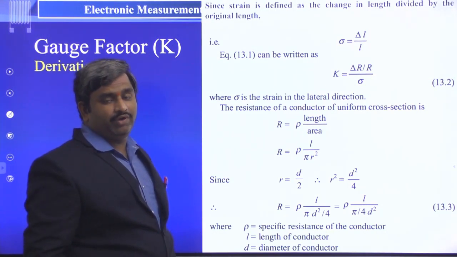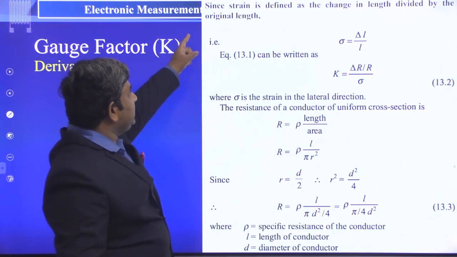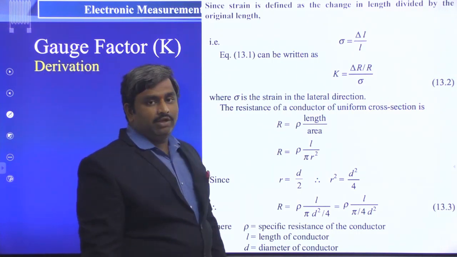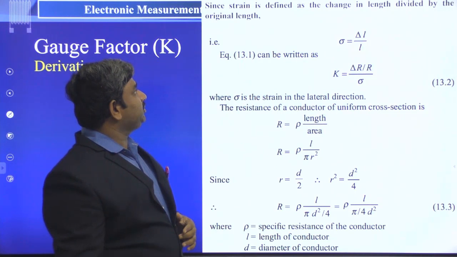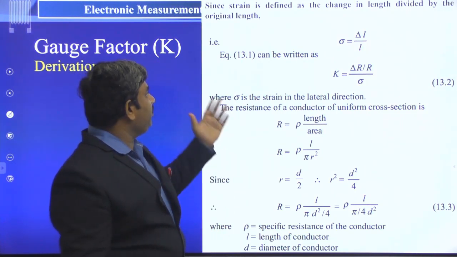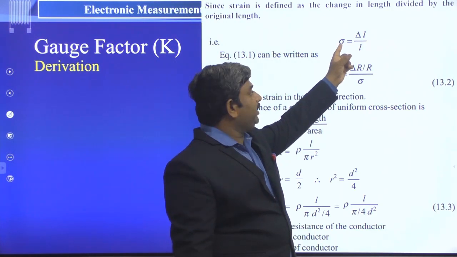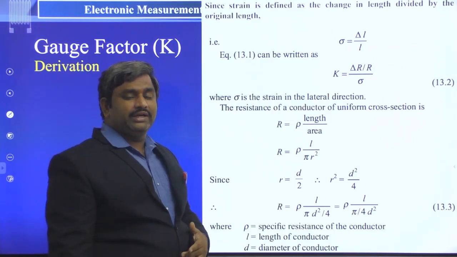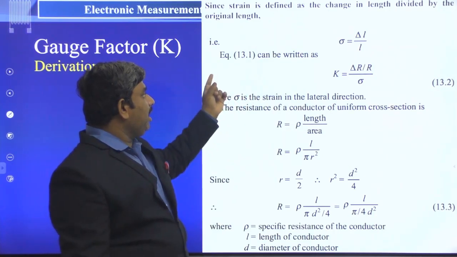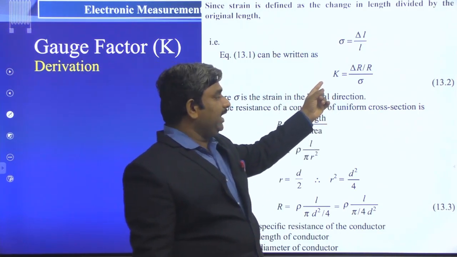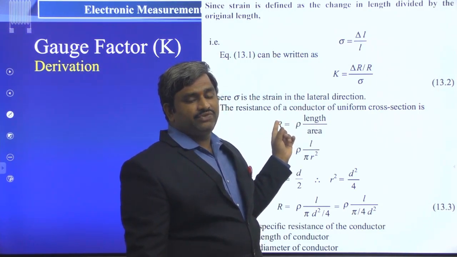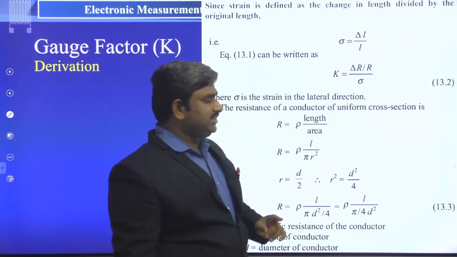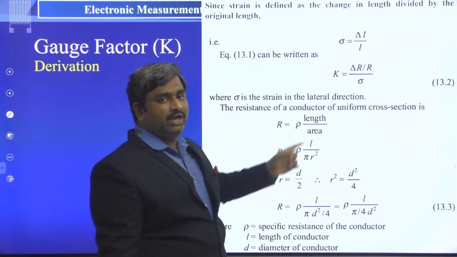The K value here we are identifying in the general case. Since strain is defined as the change in the length divided by the original length, first of all, we are defining the strain with the parameter sigma, where sigma is equal to del L by L. Whatever the change in the length, del L by L, we are representing as sigma. We write the expression K, the gauge factor, is equal to del R by R, divided by del L by L. In the place of del L by L, I am representing this sigma, where sigma is the strain in the lateral direction.